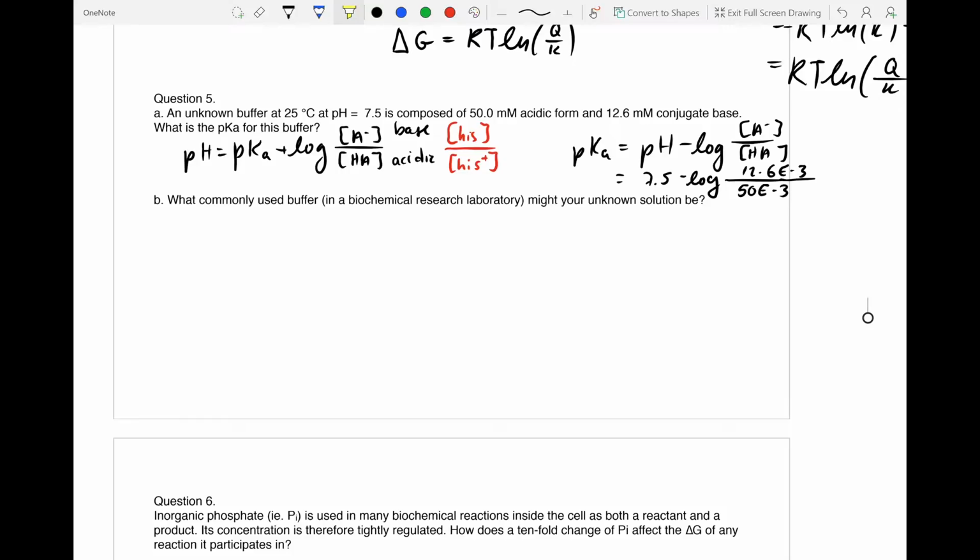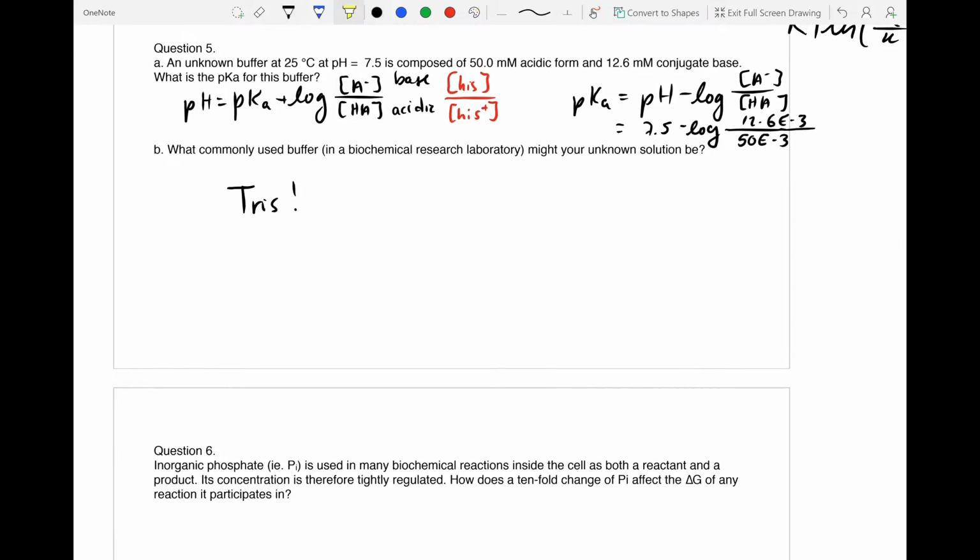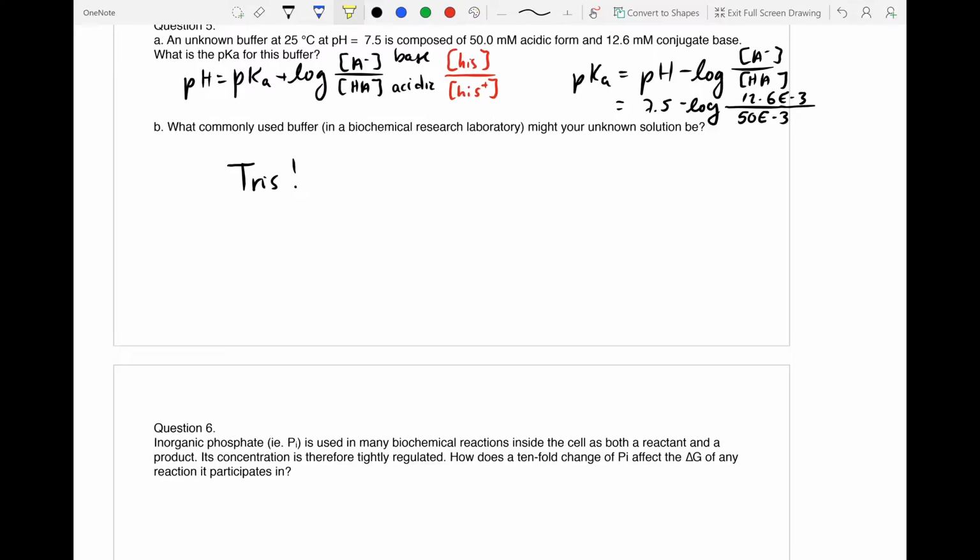All right, next part says, what commonly used buffer in a biological research lab might your unknown solution be? So if you look at the pKa for biological buffers, we are going to find that it is Tris. And you can refer to a table that has that information.